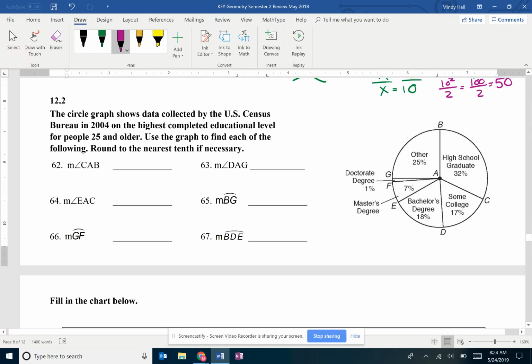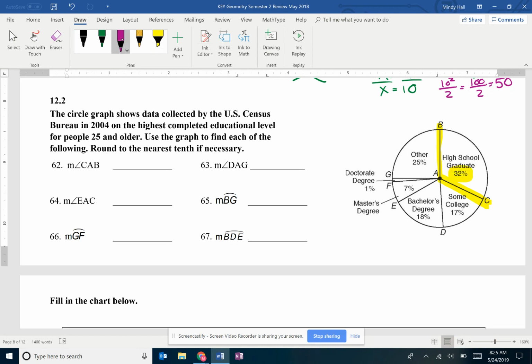These circle graphs show data collected by the U.S. Census Bureau in 2004 on the highest completed educational level for people 25 and older. Use the graph to find each of the following and then round to the nearest tenth if necessary. So for this, we're just going to start with number 62, measure of angle CAB. So remember, you just follow the letters C to A to B. And so that little section is 32% of this circle.